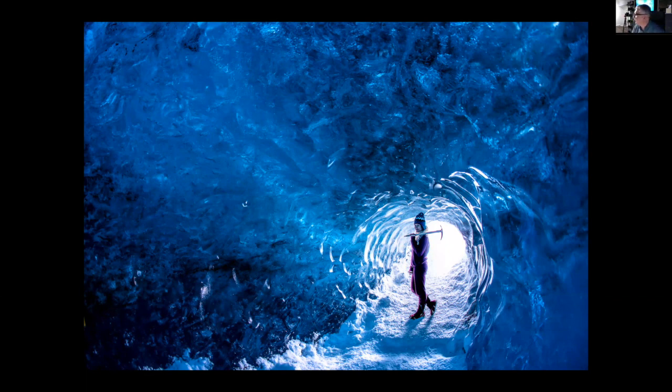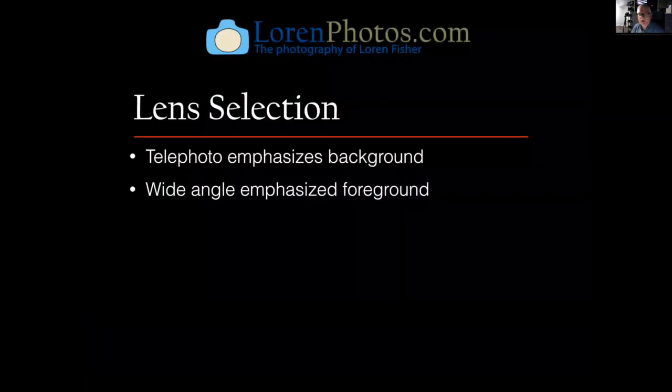Okay. So those are a couple of fun lenses. When we really think about lens selection, what it comes down to is the telephoto lens emphasizes the background. The wide angle lens emphasizes the foreground. And other things happen too. Depth of field changes. A telephoto lens has much less depth of field than a wide angle, always. So if you shoot something with a 200 millimeter lens at f/8 and with a 20 millimeter lens at f/8, they'll have vastly different depth of field.